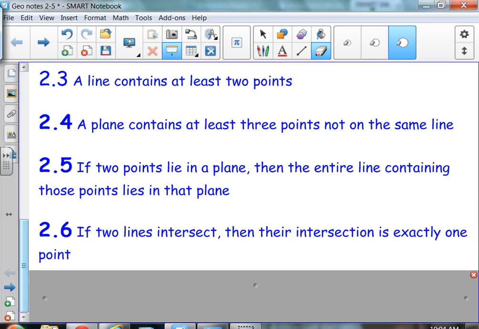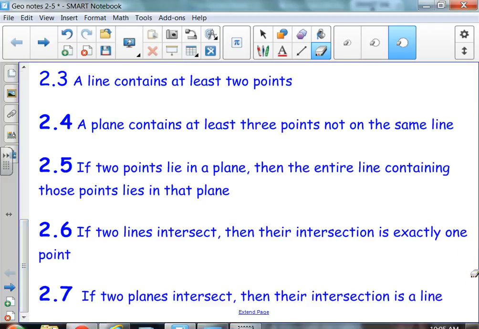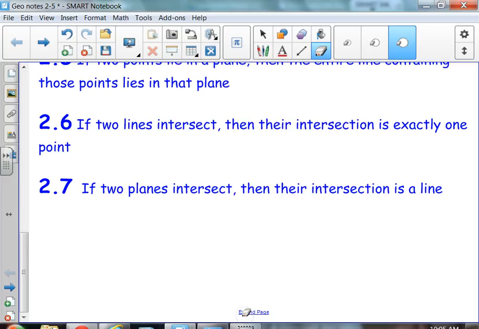2.6. If 2 lines intersect, their intersection is exactly 1 point. If you think of like a Cartesian plane or just a graph where you have your x and y axis, the origin is 0,0. So where 2 lines intersect is exactly 1 point. Then you have the last one, 2.7. Says if 2 planes intersect, then their intersection is a line. Take, for example, this wall and the ceiling. Where they touch, there's exactly 1 line. Or the floor and the wall.